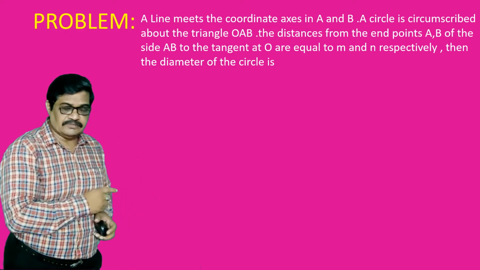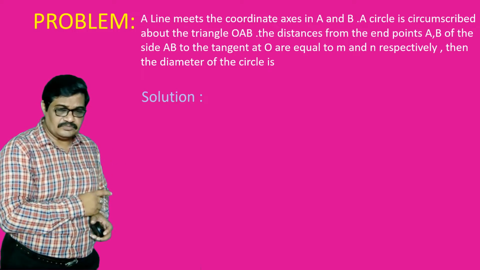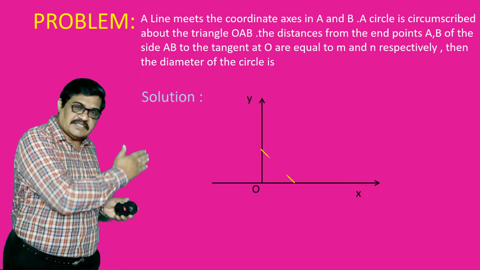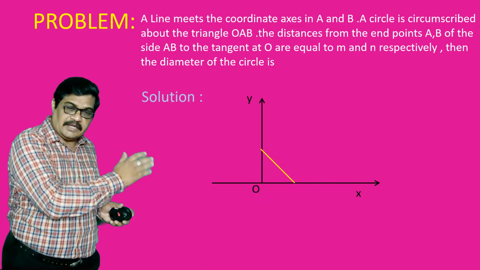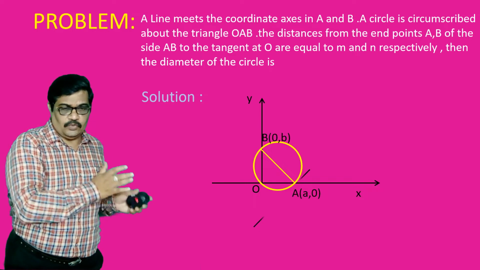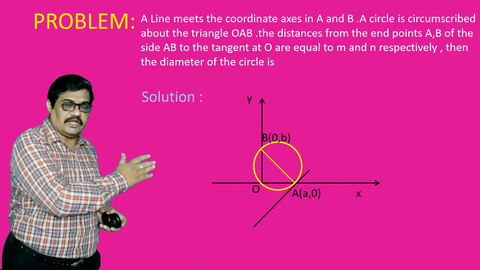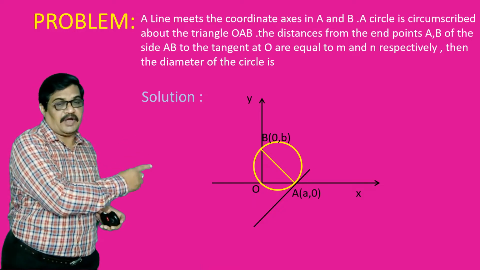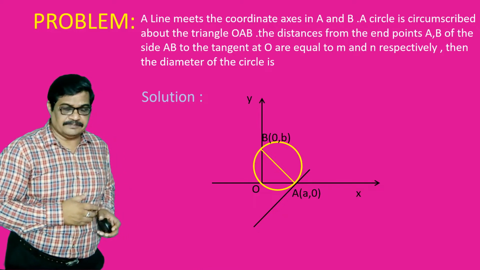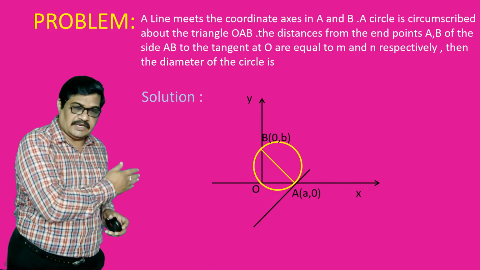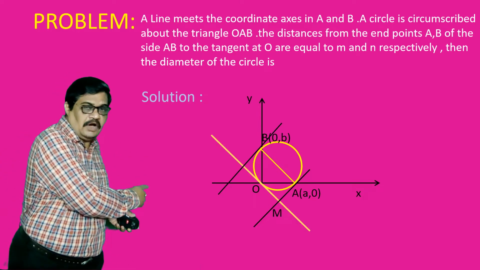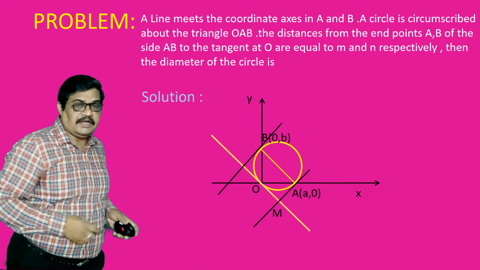First look at the diagram. This is x-axis and y-axis. So if a line, this is the line, meets the x-axis, y-axis at capital A and capital B. Okay. So now we write the circle OAB. Here A is the point we have taken A comma 0 and B is the point 0 comma B. Okay. Now we write these two lines at A and B and the tangent at the origin. This is the tangent at the origin.